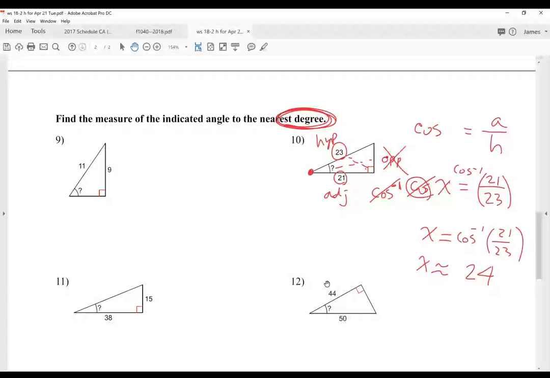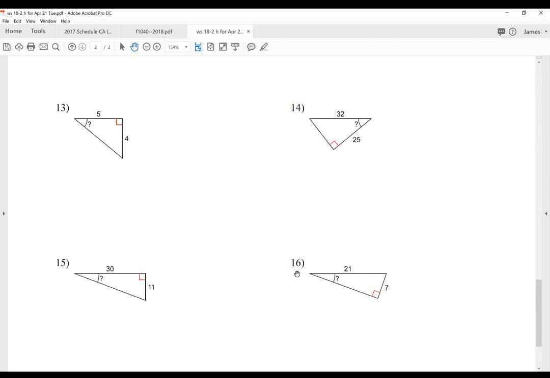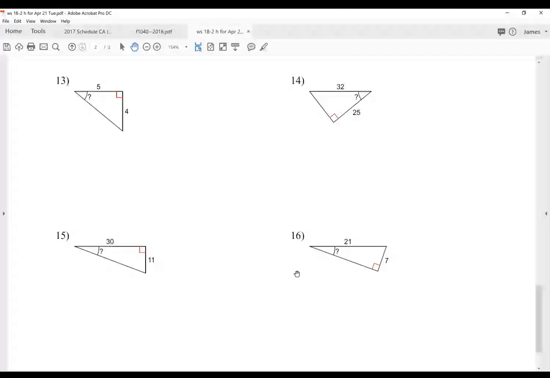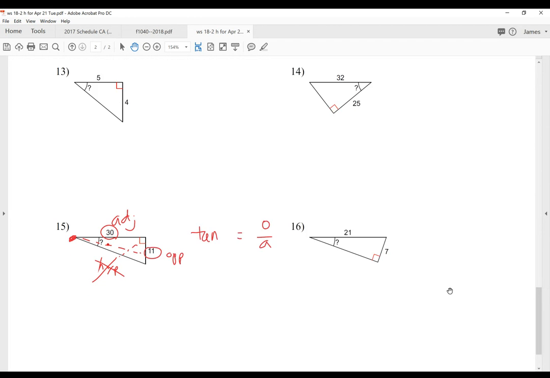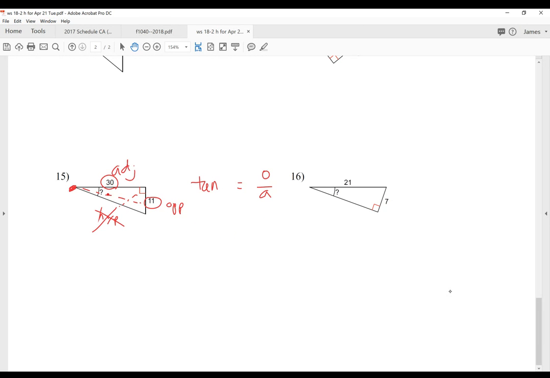Okay, let's just do, well, I guess I'll do two more. Number 15 and 16 kind of look the same. Here's the angle, which has an x. If you go across from the x, there's your opposite, 11. Across from 90, that's your hypotenuse, and we don't have anything on the hypotenuse. So the leftover one must be the adjacent. So OA, that's the tangent. So tangent of the angle, which is still x, equals opposite 11 over adjacent 30.